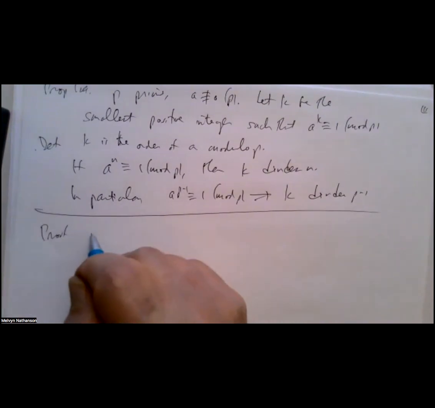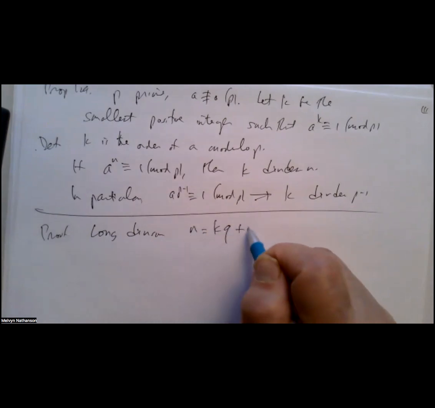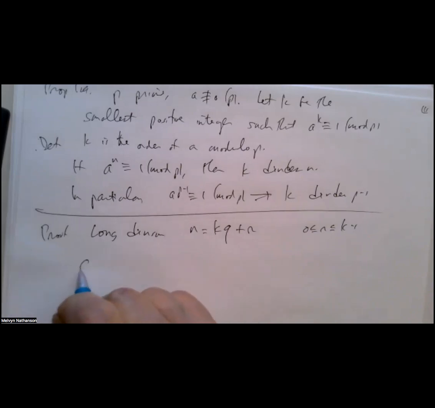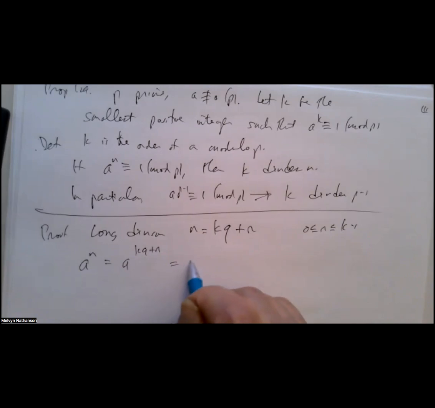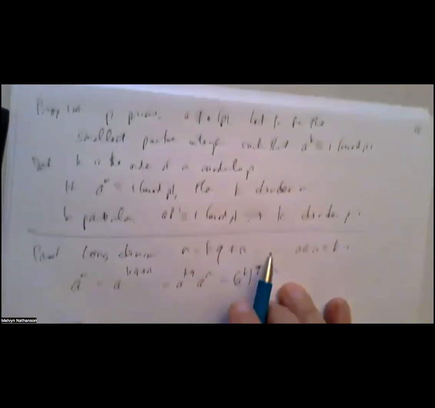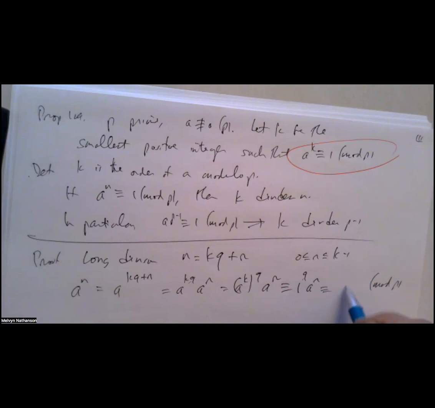And the proof is very simple. Do long division. n, if you divide it by k, has a quotient q and a remainder r. And the remainder is between 0 and k minus 1. So if I take a to the n, that's the same as a to the kq plus r. That's a to the kq times a to the r, just by rules for exponents. a to the kq is a to the k to the q, times a to the r. But a to the k is 1 mod p. So this is congruent to 1 to the q times a to the r mod p. 1 to any power is 1, so this is just a to the r mod p.